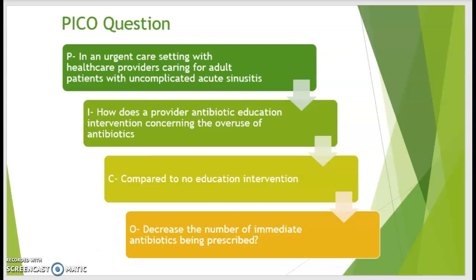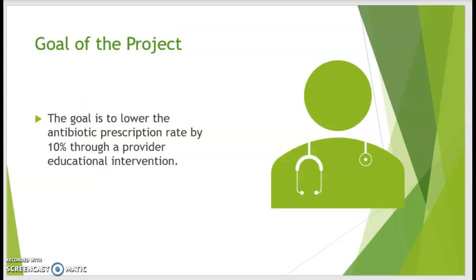To decrease the overprescribing of antibiotics, the following PICO question was developed. In an urgent care setting with healthcare providers caring for the adult patient with uncomplicated acute sinusitis, how does a provider antibiotic educational intervention concerning the overuse of antibiotics, compared to no educational intervention, decrease the number of immediate antibiotics being prescribed? The goal of this DNP project was to lower the antibiotic prescription rate for the adult patient diagnosed with uncomplicated acute sinusitis by 10% through a provider educational intervention.